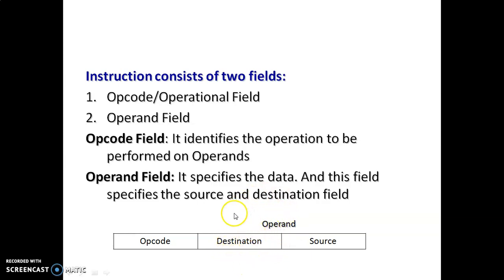The first field is called the destination field and the second field is called the source field. One more very important point: the source field can be data, or a memory location address, or a register name. Coming to the destination field, it can be only a memory location address or a register name. This is very important when you write computer instructions.